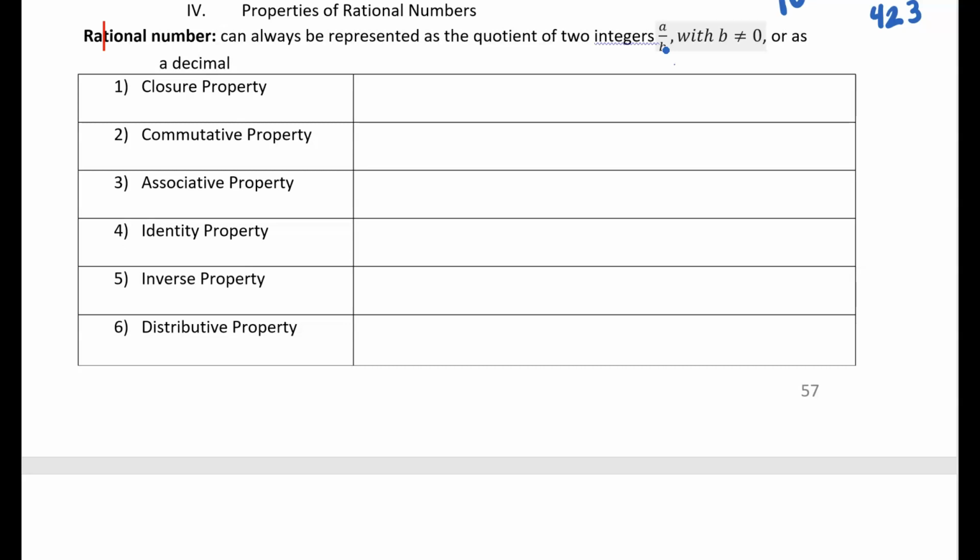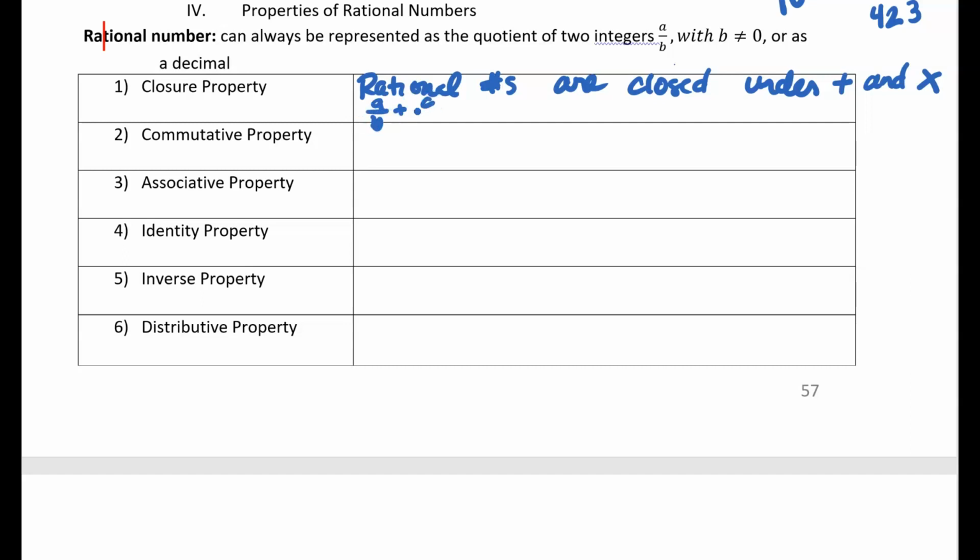Next time. But let's talk about all the properties. So, closure property. Rational numbers are closed under addition and multiplication. What that means is if you have a fraction, a over b plus c over d, you're going to get a fraction answer.